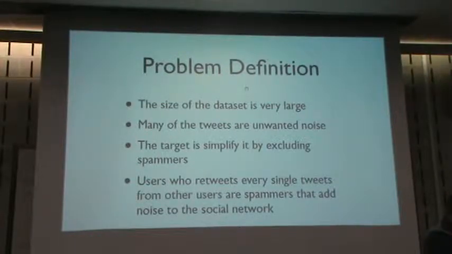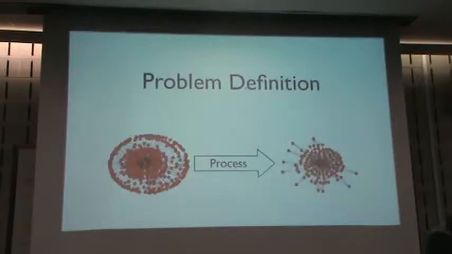So we are assuming that spammers are sometimes retweeting for certain users. I mean, if user X tweets, a spammer would retweet his tweets instantly. So this is our main target, to process the data and minimize it. Instead of having the shape of the network on the left, we would like it to be like the one on the right.